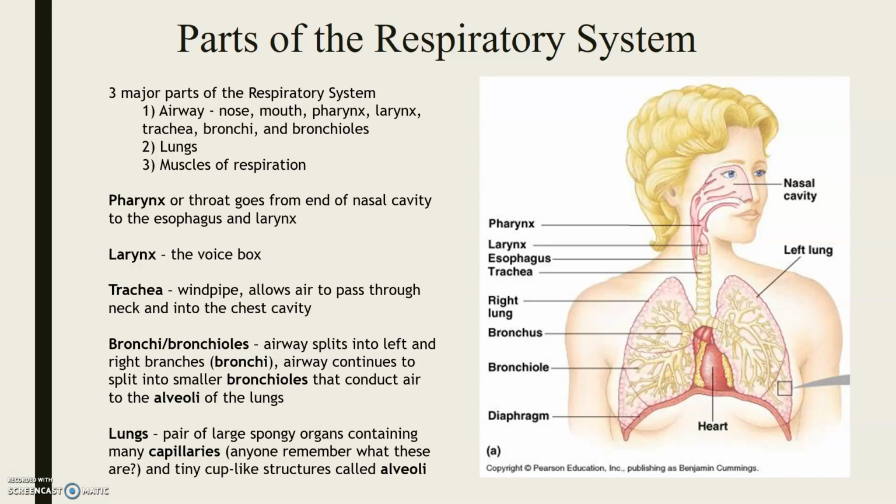Now, there are three major parts of the respiratory system. These are, first, the airway, which includes the nose, mouth, pharynx, larynx, trachea, and bronchi, and bronchioles. And we're going to go through each of these individually as we move through the lecture, but just to introduce you to all of them and where they are on the diagram, I wanted to go through it this way. Two are lungs, which I think we're all familiar with, that I'm circling here with the laser pointer.